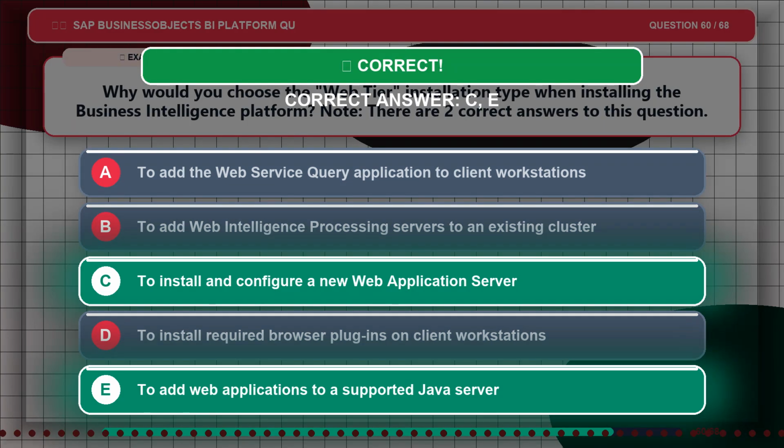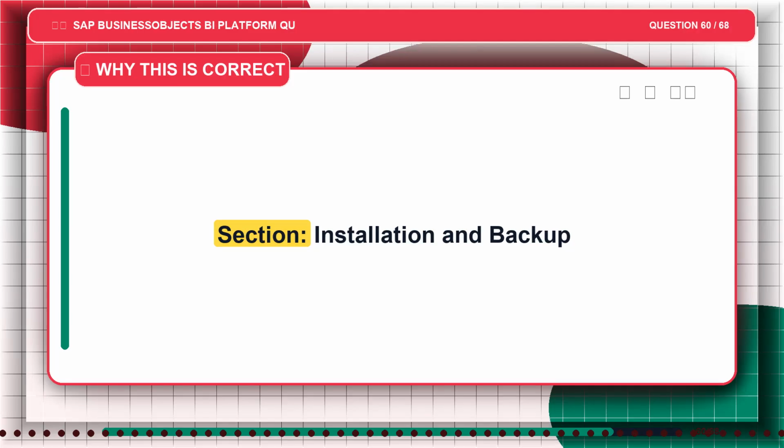The correct answers are options C and E. To install and configure a new web application server. To add web applications to a supported Java server. Section, Installation and Backup.